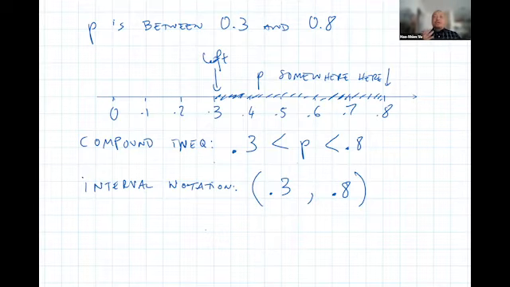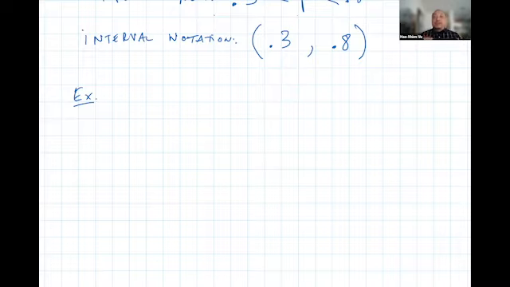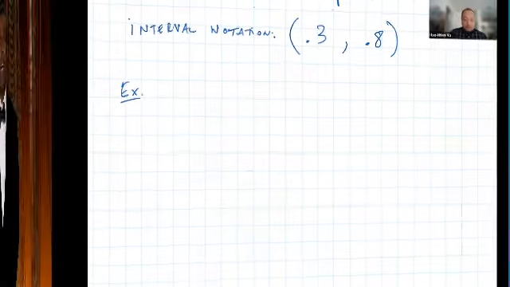Now, how does an interval come up in a statistics class? It comes up in a situation like this. Suppose we want to determine what percent of the voters support Chris Rock for president.